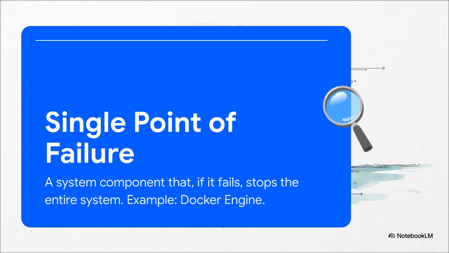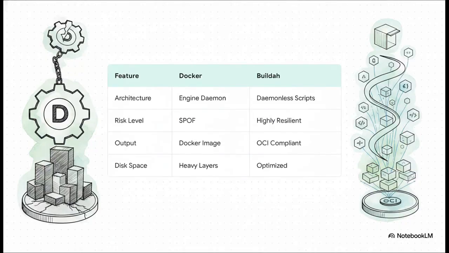Imagine your customers trying to use your web app and the whole thing is completely down just because one background engine crashed. That is an absolutely terrible scenario for us. And this is exactly how Buildah steps in to fix the problem. Docker requires that centralized engine daemon, which makes it a glaring single point of failure, and honestly, it creates a lot of heavy layers on your disk.